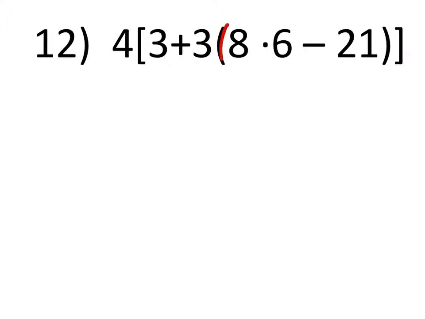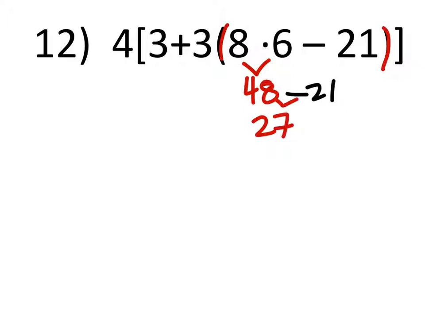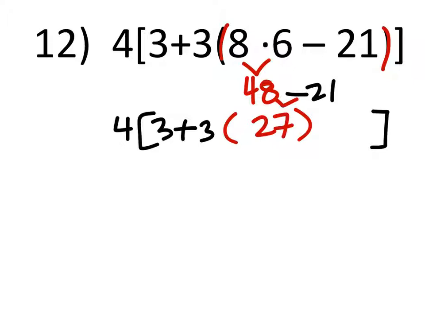Hopefully we see that we need to focus on this set of parentheses first then. So we got 8 times 6, which is 48, minus the 21, should have given us 27. So that was that set of parentheses. And hopefully we had something that looked like this afterwards. So now we're focusing on the square brackets here, and we'll do the multiplication first.